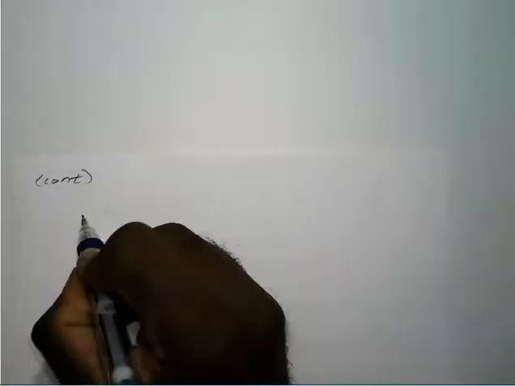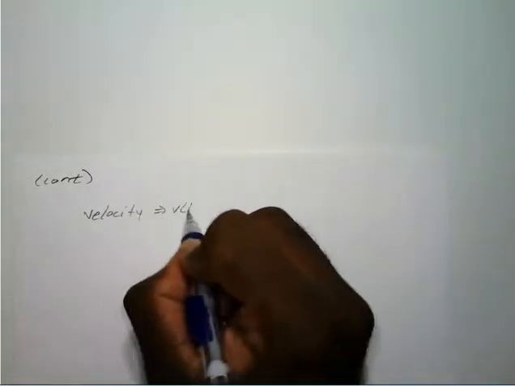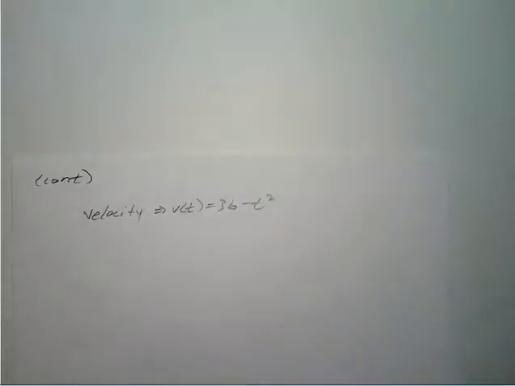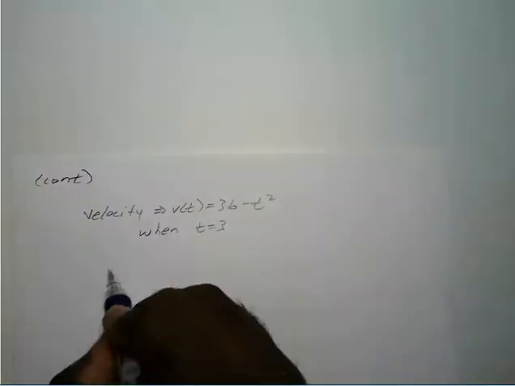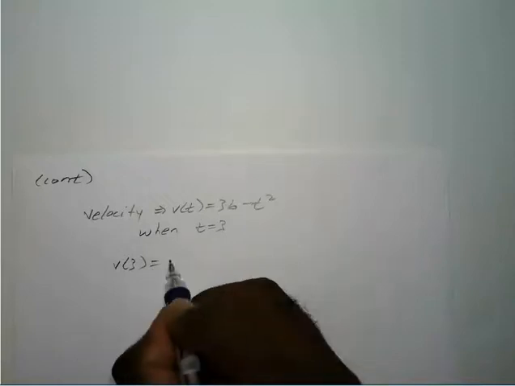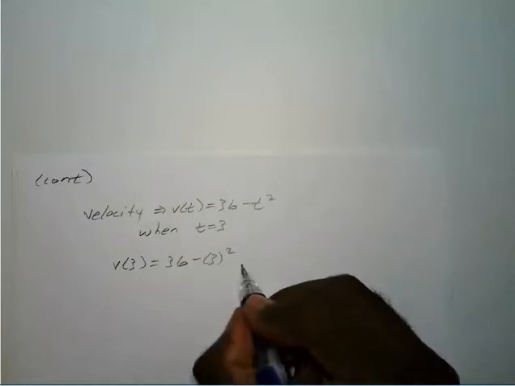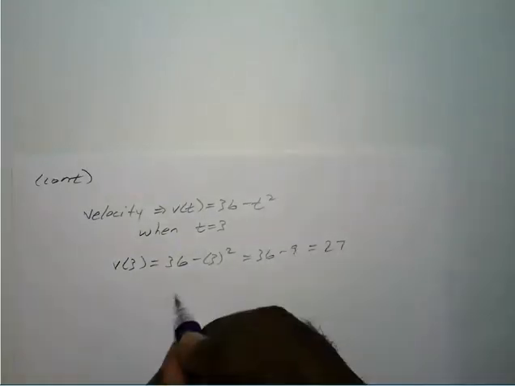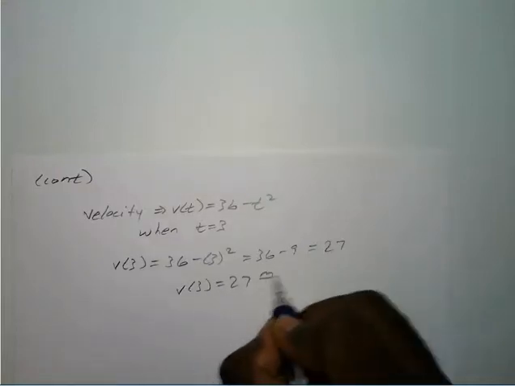Okay, so we know that our velocity is 36 minus t squared. And they want to know what's the velocity at t equals 3. So when t is equal to 3, v of 3 is equal to 36 minus 3 squared, which is just 36 minus 9, which is 27. So our velocity when t is equal to 3 is 27 meters per second.